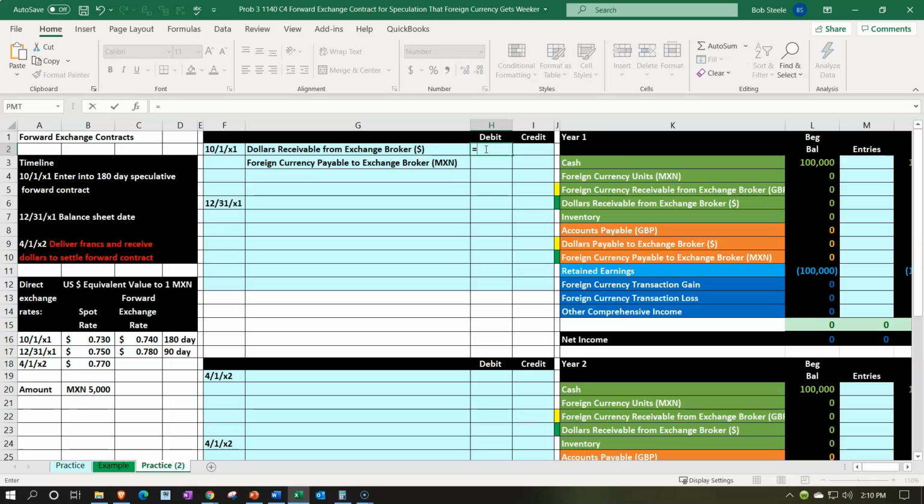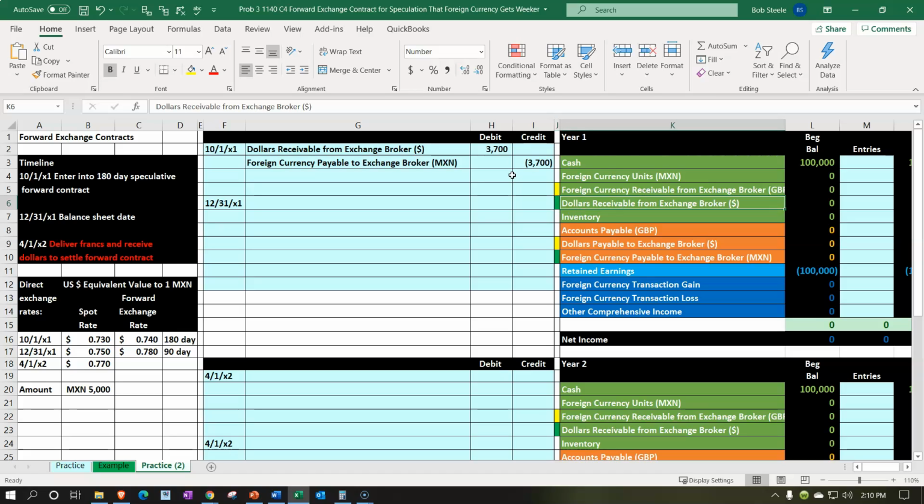We're going to take the 5,000 pesos here, and we're going to be multiplying that times the forward rate. And the forward rate being the rate that we expect to be in place as of the end of this contract for 1x2, which is 180 days from today. And that's going to give us our 3,700. That'll be our debit and our credit. Let's go ahead and post that on over to the right.